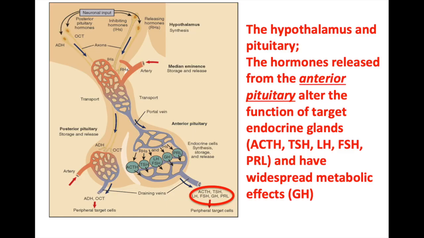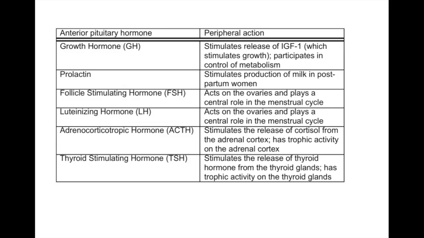And then the anterior pituitary, which will be the main focus in this block, releases several hormones that I've already mentioned: ACTH, TSH, LH, FSH, and prolactin. And we're going to be most interested in ACTH and TSH in this block. And obviously growth hormone then is released, and it's one of the prominent hormones of this block also.